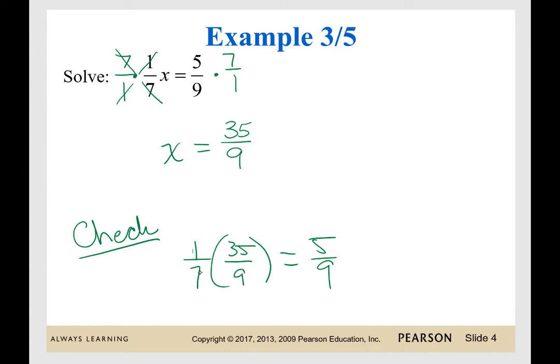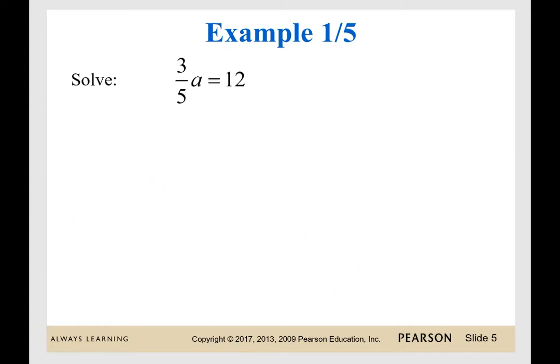All right, so if we look, 7 does go into 35, right? That goes in there 5 times. So 5 times 1 is 5, and all we have left is 9 in the denominator. So we are good, and there is our answer. So again, make sure that you're always checking your answer when you are done. All right, so if you want to try one, feel free.